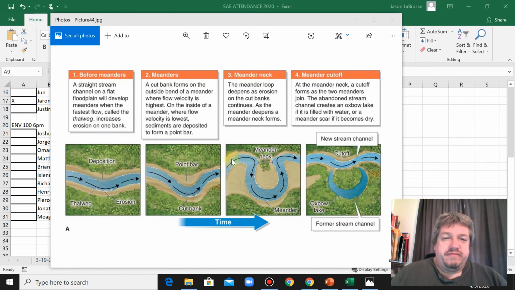So the meander, right, we were right here. The meander grows, this curve grows. So you get this big, huge, what's called the meander neck. And eventually this curve will cut through, like you see right here. Slice it right off. And when that happens, it's cut it off.